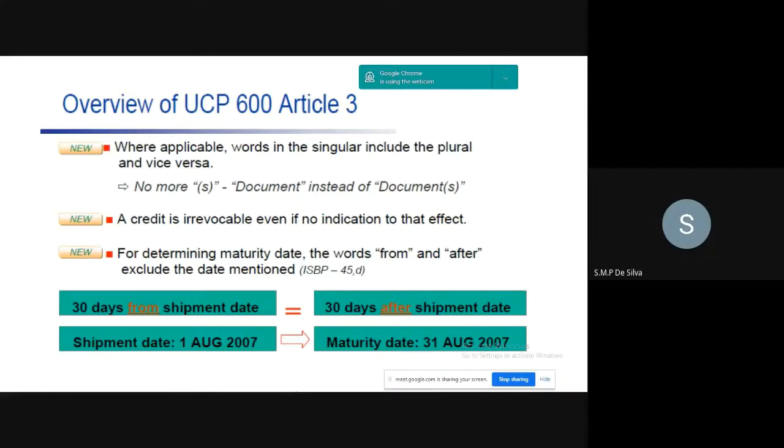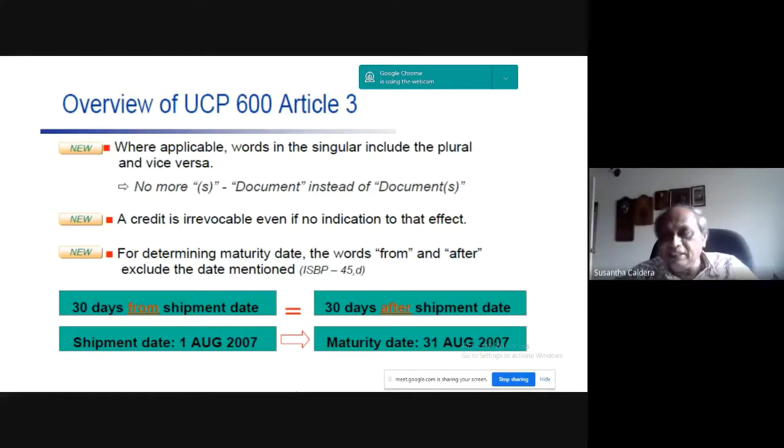Yes, sir. Yeah, you get these things practically when you are handling bills, huh? In handling bills, you get these things. The words from and after have the same meaning, and that is exclude the date mentioned.